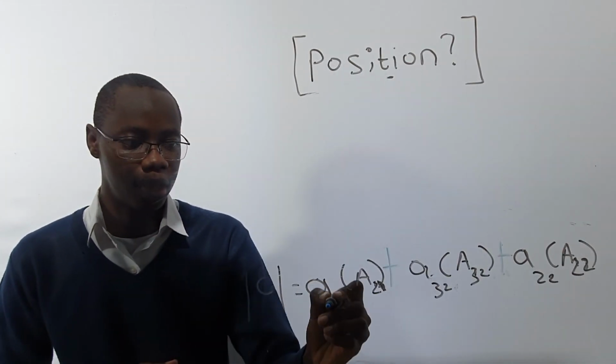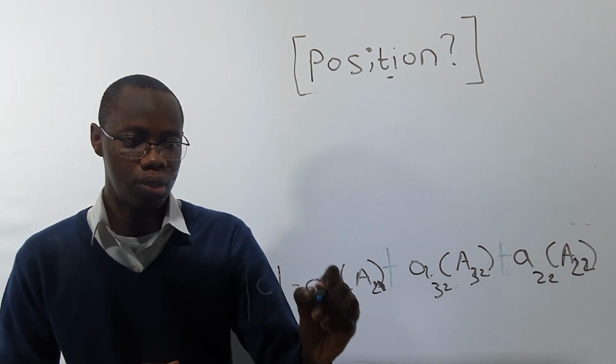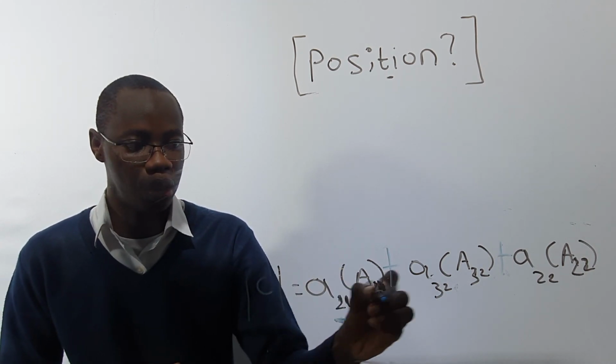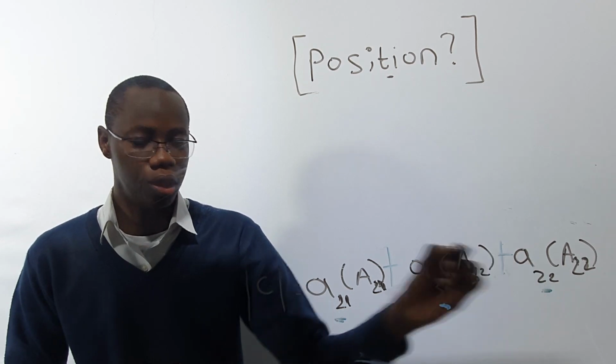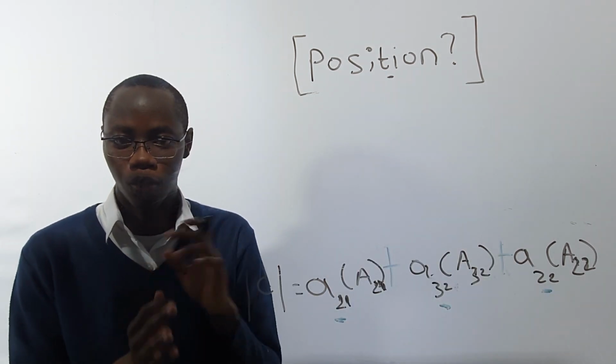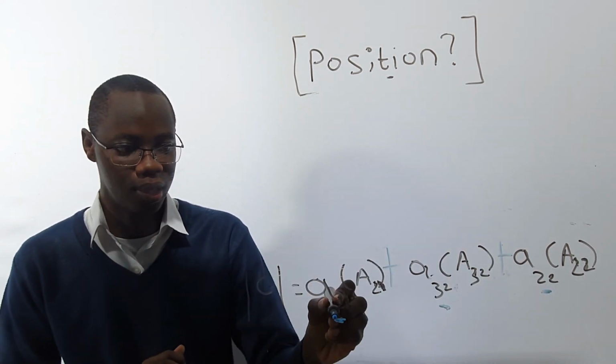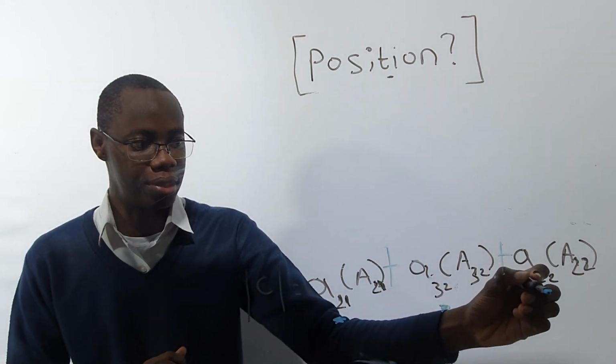I'm sure by now you understand what the position, the small letters, are. If you still don't understand, make sure you go back and watch the video again and again until you get it. So this is this and this is that.